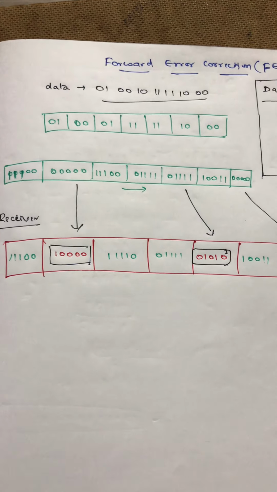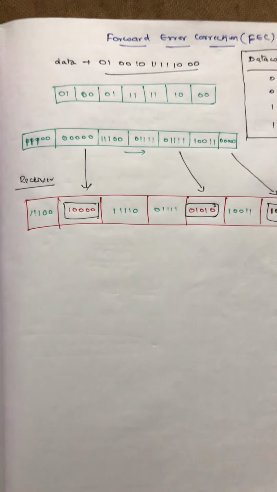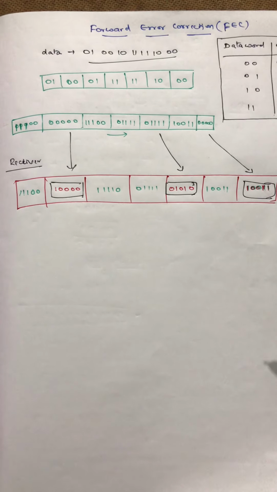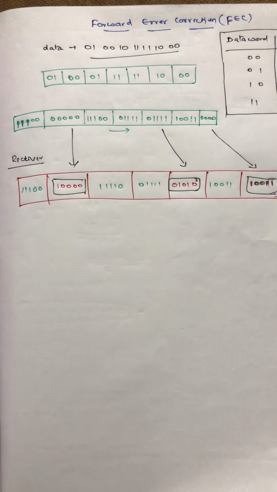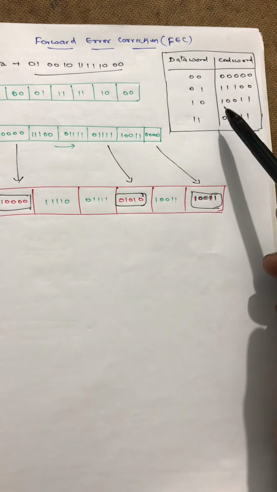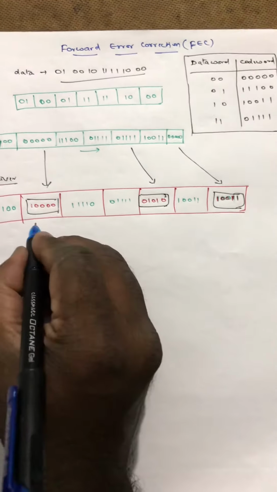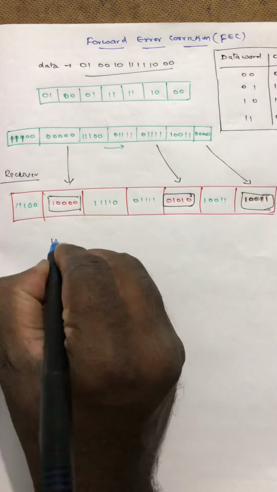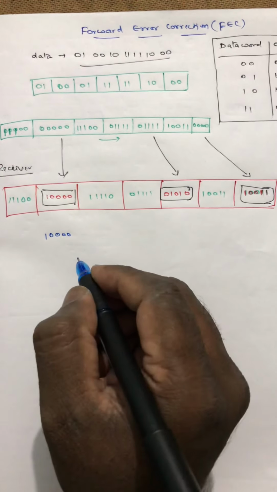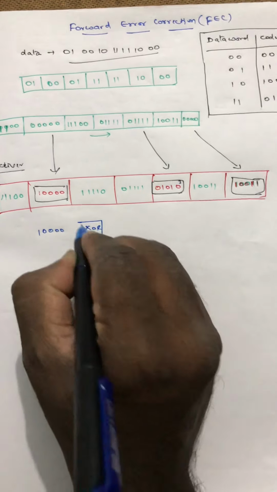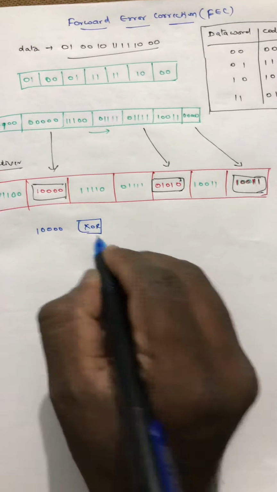Now how to correct them. As I told you, this table will be maintained at the receiver end also. Okay, so based on this table, what we are going to do is, for example, for the mistake that has occurred, this one, I'll note the number. This is what I have received. Now what I'll do is, I'll perform an XOR operation on all the value entries in the table, that is all zeros.